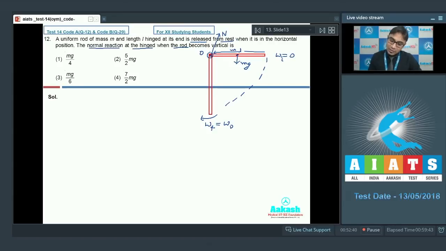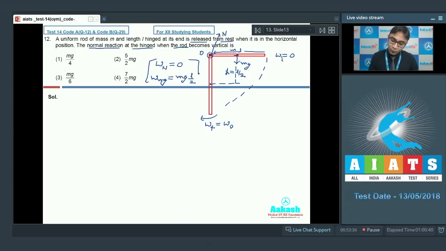As we can see, this point O does not move at all. The displacement of this point O is 0. So the work done by this normal reaction will be equal to 0. And the center of mass moves from this point to this point. So the displacement of the center of mass along the vertical direction, that is h, will be equal to L by 2. So the work done by mg will be mgh, that means mg into L by 2. These are the work done by the two forces, normal and mg.